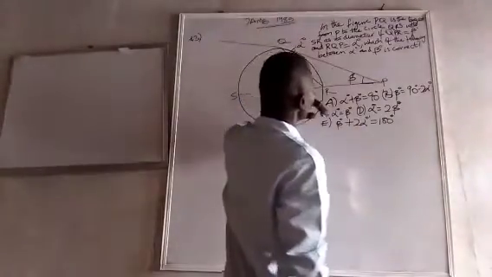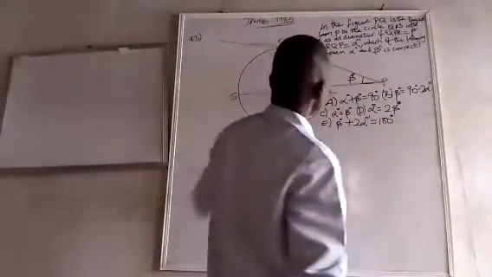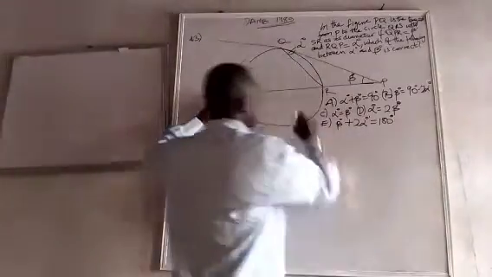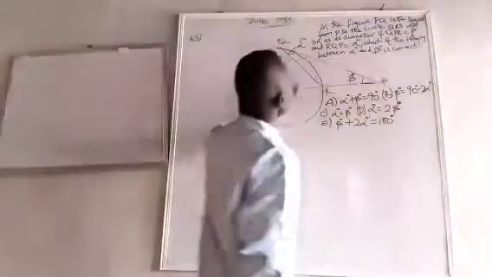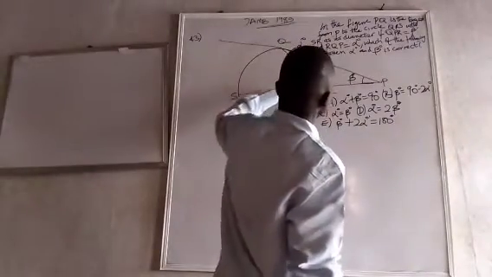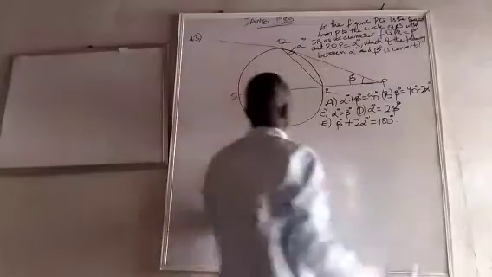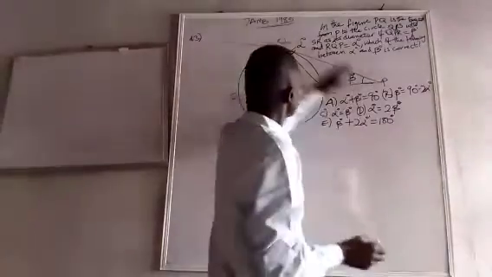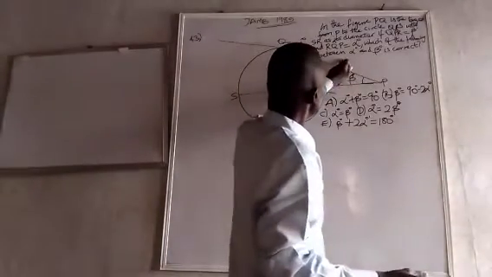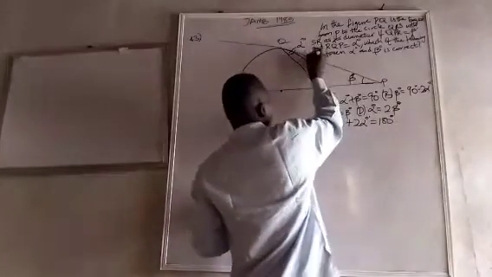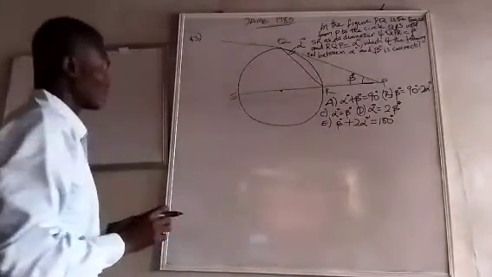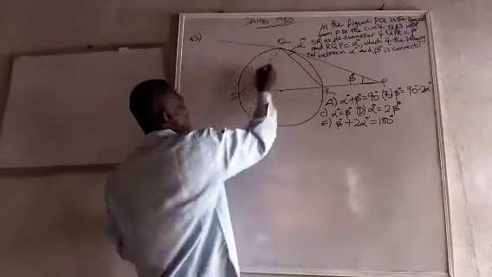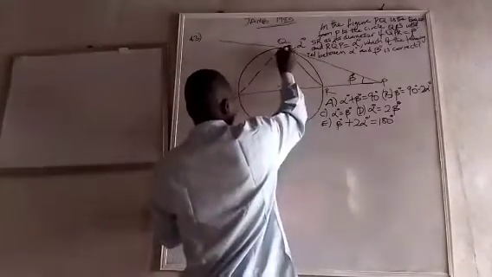In the figure, PQ is the tangent from P to the circle QRS with SR as its diameter. If QPR, that is angle QPR, is equal to beta, and RQP, angle RQP, is equal to alpha, which of the following relationships between alpha and beta is correct? Now, we can easily complete this triangle here, and this place is equal to 90.